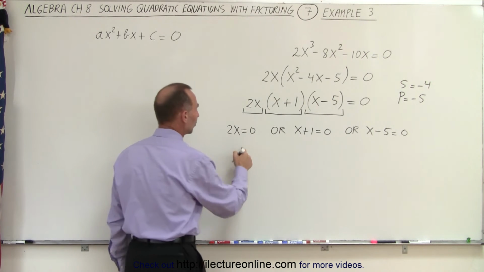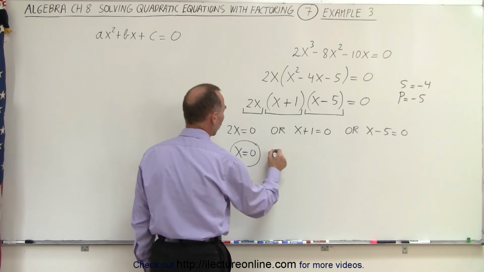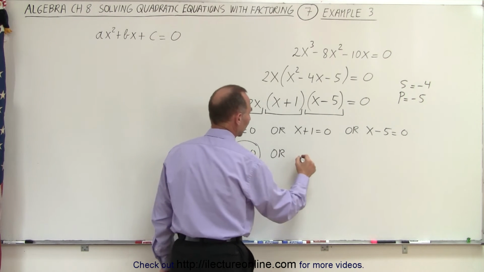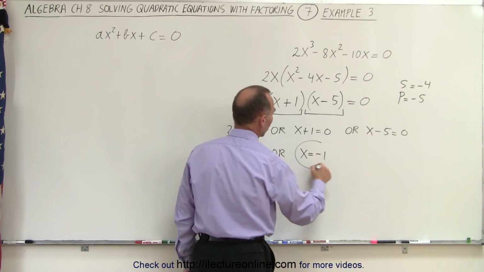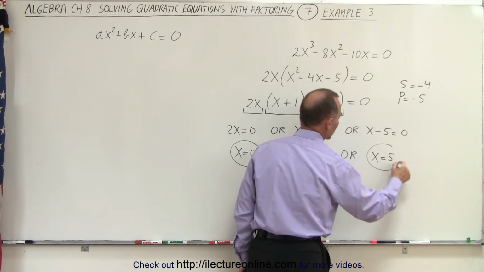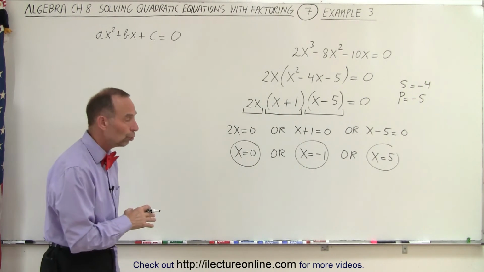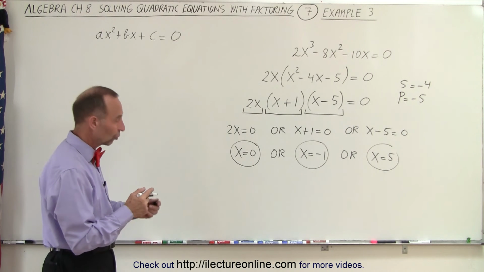So if 2x equals 0, that means x must equal 0 when I divide both sides by 2. Or if I move the 1 across, I can say that x must equal -1. Or we can say that x must equal 5 when we move the -5 to the right side. In other words, in this case, there are not just two, but there are three possible solutions.